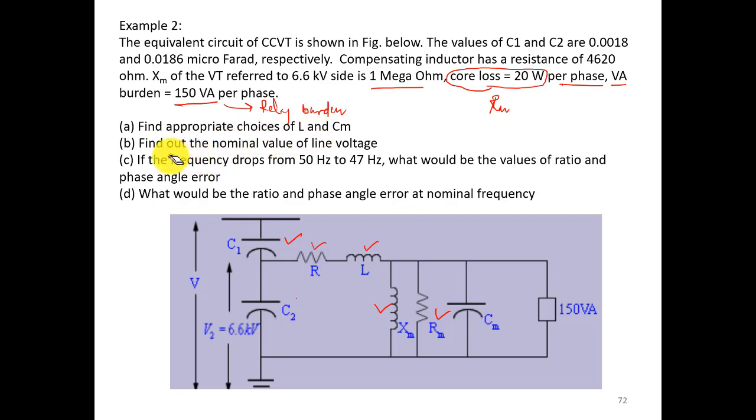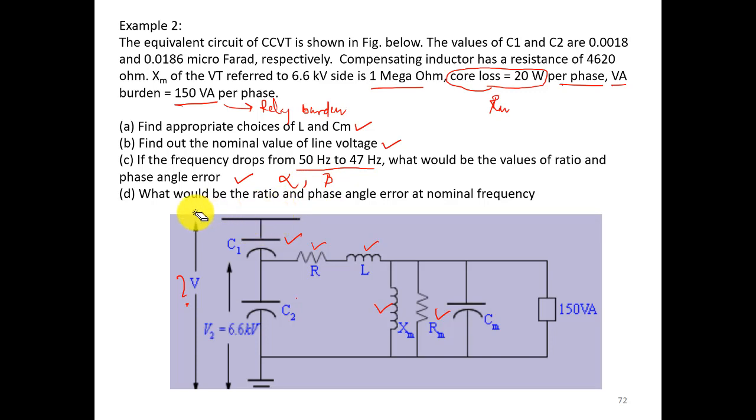This is the first question, and the second question is to find out the nominal value of line voltage. Okay, that is V here. What is the value of V? And if the frequency drops from 50 Hz to 47 Hz, 50 Hz being your nominal frequency, and if your frequency deviates by 3 Hz, what would be the values of ratio and phase angle error? So we need to find here ratio and phase angle error. Ratio error is represented as alpha and phase angle error is represented as beta.